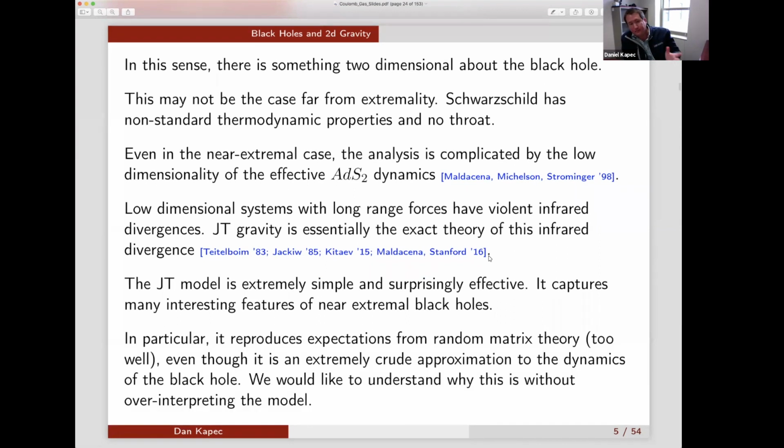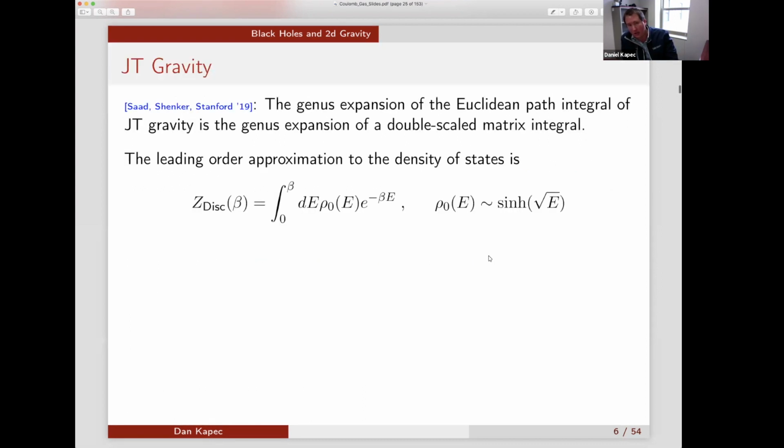And in particular, it really nails some of these expectations that we have coming from random matrix theory. It does it too well, in the sense that this model really is just a random matrix integral. So you have this strange situation where you have an extremely crude approximation to the dynamics in the extremal throat, but it gets a lot of things right on the nose. And you'd like to kind of understand why that is without over-interpreting the model.